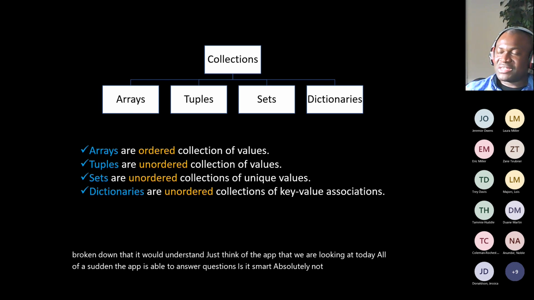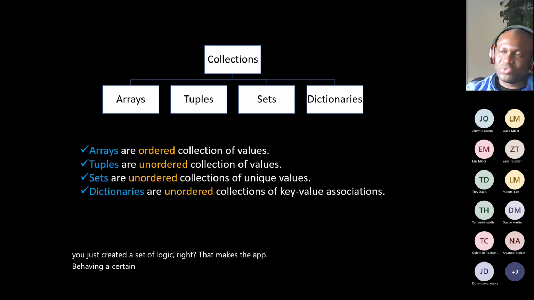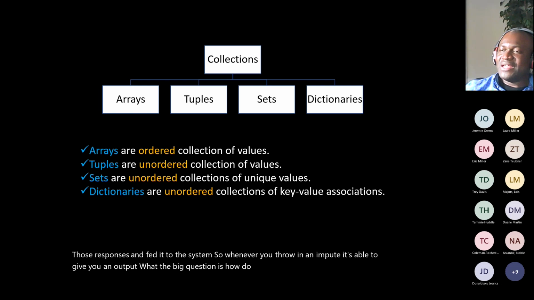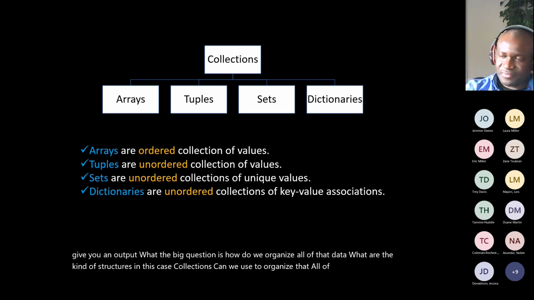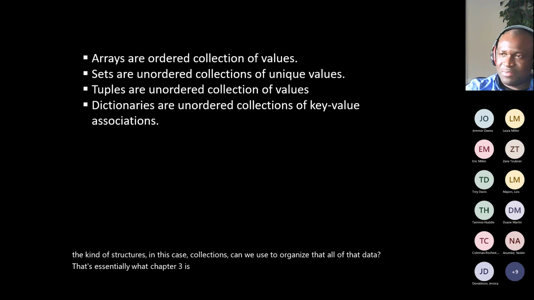All you did is create a set of logic that makes the app behave in a certain way because you asked it to, because you had pre-planned those responses and fed them to the system. So whenever you throw in an input, it's able to give you an output. But the big question is, how do we organize all of that data? What are the kind of structures, in this case collections, can we use to organize all of that data? So that's essentially what chapter 3 is about, trying to help us understand.